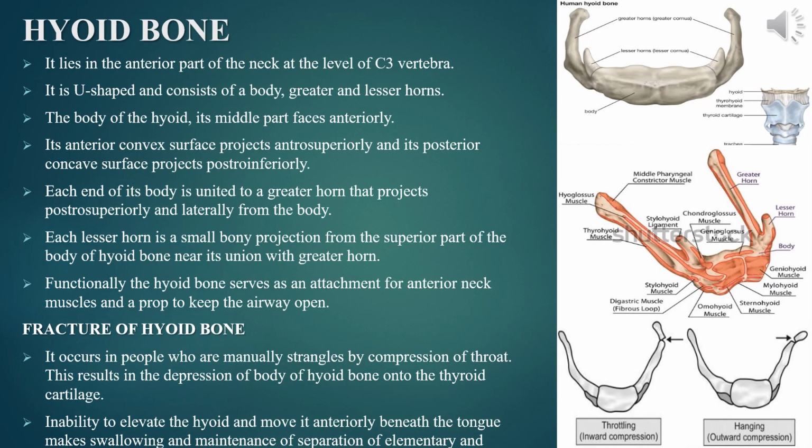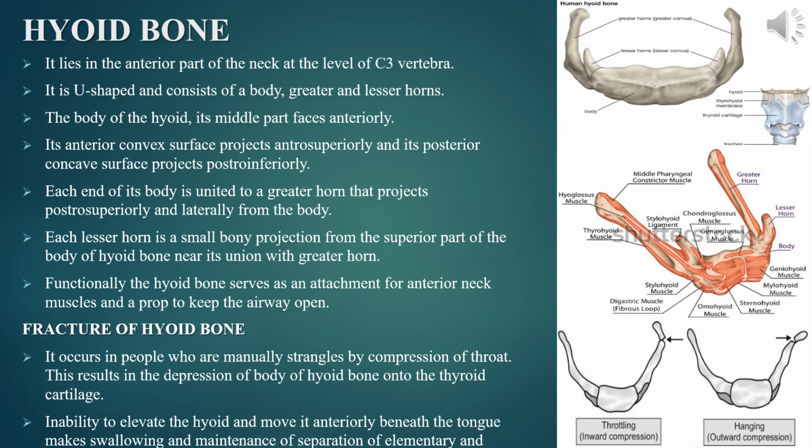Hyoid bone. It is a small bone and lies in the anterior part of the neck at the level of C3 vertebra in the angle between the mandible and the thyroid cartilage. The hyoid is unique among bones for its isolation from the remainder of the skeleton. It is suspended by the muscles and does not articulate with any other bone.